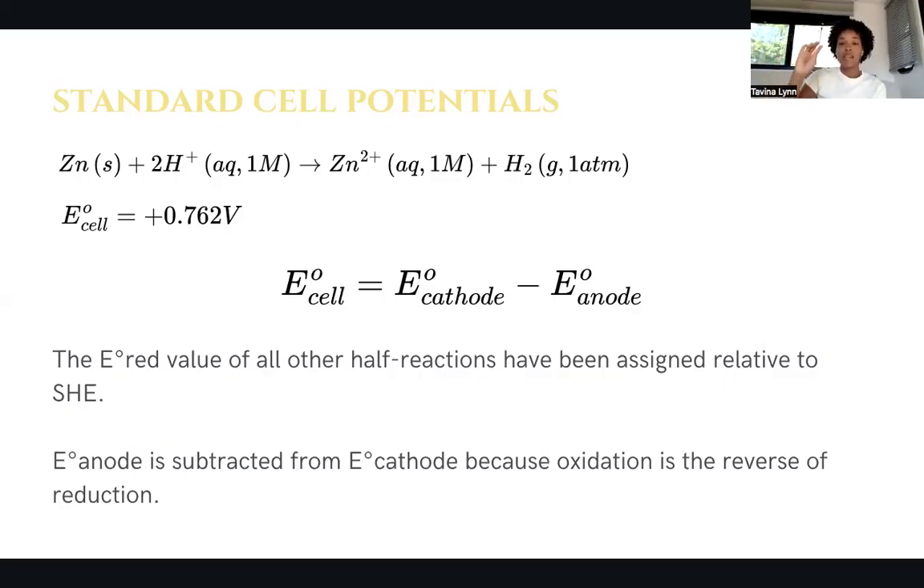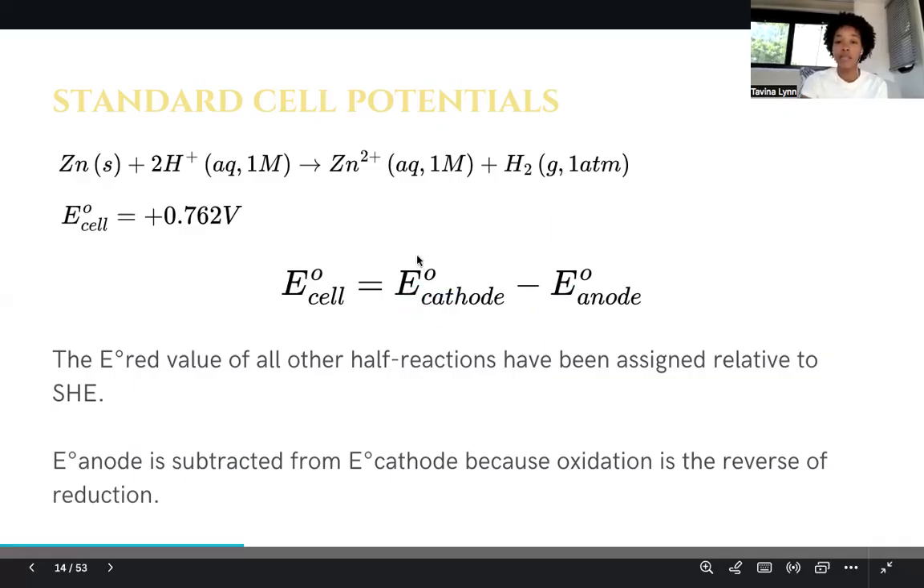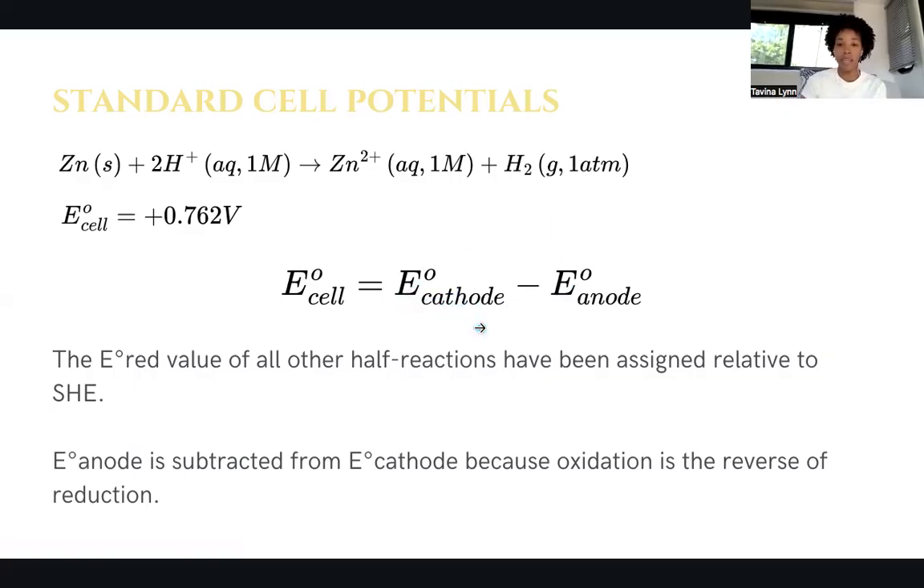But oxidation is the reverse of reduction. So the sign at the oxidation step would actually be reversed. And in reversing that, it's the same as subtracting the anode from the cathode, right? Because a negative minus a negative is going to give us a positive. So it's the same as adding the standard cell potential of the reduction plus that of oxidation, or subtracting the standard reduction potential at the anode from that of the cathode.